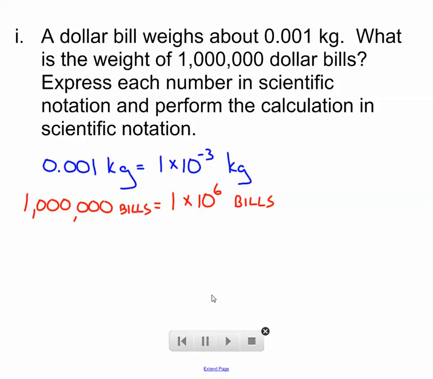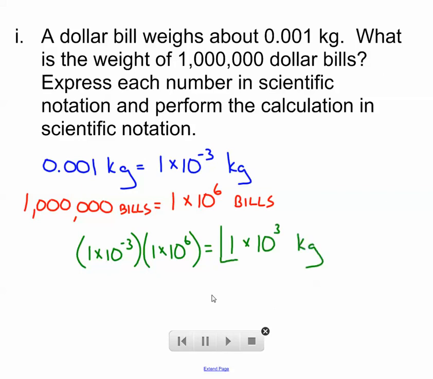All right, so let's look at this here. We're going to take the 1 times 10 to the negative 3rd kilogram, and we're going to multiply that times each of the bills, and that should give us the weight of all the bills. 1 times 10 to the 3rd. 1 times 1 is 1. 10 to the negative 3rd times 10 to the 6th is 10 to the 3rd. This is kilograms per bill. This is number of bills. The bills cancel out, and you're left with kilograms. Okay, we're all done, and I'll see you soon.